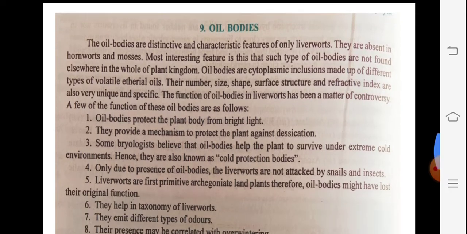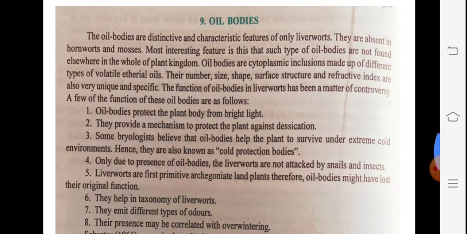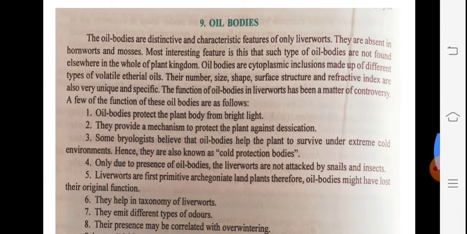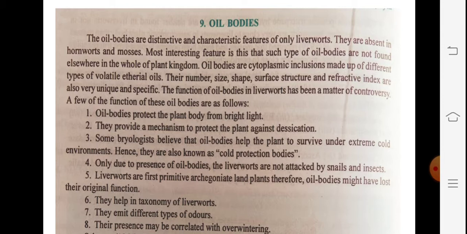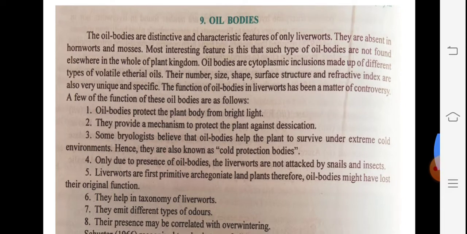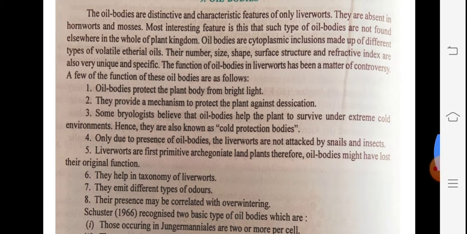Then secondly, oil bodies are present in the bryophytes. We know that in liverworts they are characteristic, and they are absent in the hornworts and the mosses. As oil bodies are not found elsewhere in the whole plant kingdom, these oil bodies are cytoplasmic inclusions made up of different types of volatile ethereal oils.